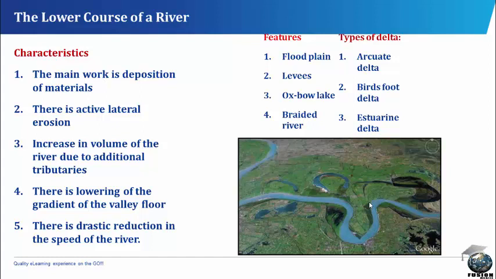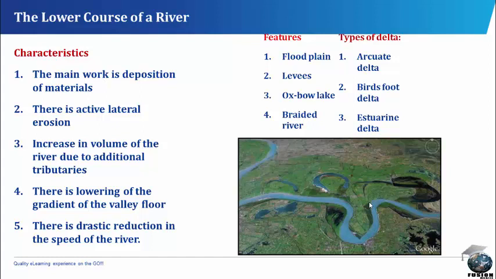The oxbow lake is formed in the lower course of a river where there are pronounced meanders. The braided river is a river which builds up a complex tangle of channels through the deposition of sandbars on the floor. Types of delta.